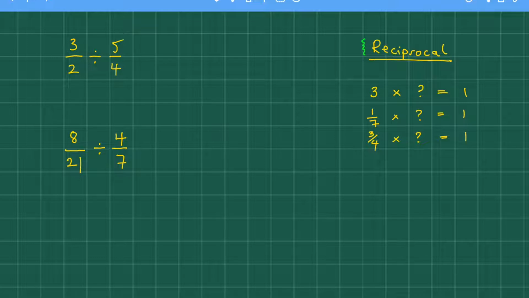So a reciprocal is a number that you would have to multiply the subject or the focus number by in order to get to 1. But before we look at the method with the division, we're going to look at what a reciprocal is. Let's question ourselves. Firstly, 3 times what is equal to 1? You probably guessed it, it's 1/3.